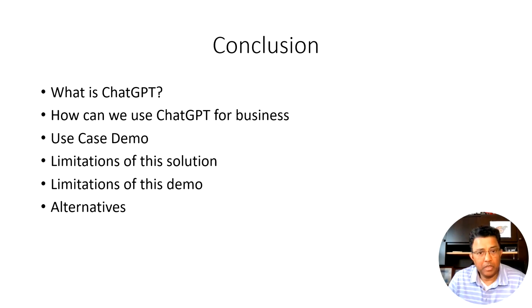So in conclusion, let's see what we have seen today. We have seen what ChatGPT is, very briefly, at least from the context of the demo. And we have seen a few ways we can use ChatGPT for businesses. We have also seen a use case demo. We have seen the limitations of the solution as well as of the particular demo. We have also seen alternatives on how to mitigate or overcome these limitations. And so with that, let me conclude, and thank you for joining me in this video.